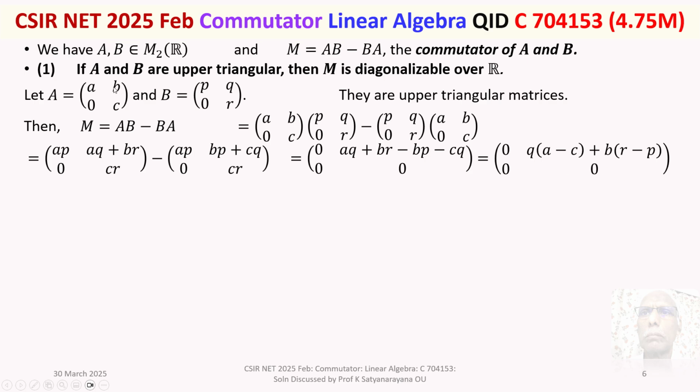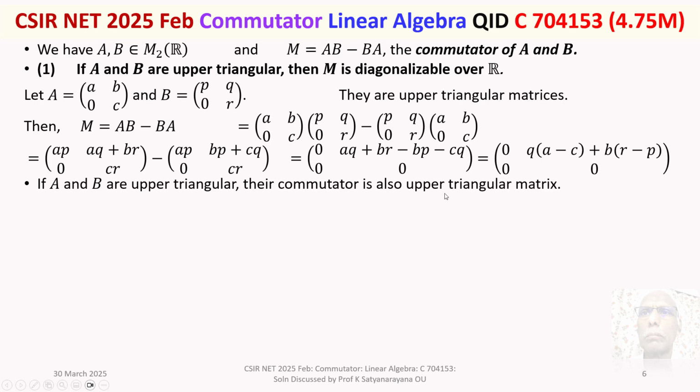Thus we have proved if A and B are upper triangular, then their commutator is also upper triangular. So take any two upper triangular matrices, then their commutator AB minus BA is also an upper triangular matrix. Right. Now we specialize the matrices. Let A is equal to [a 0; 0 c], that means b is 0. We put B is equal to [p q; 0 r] with the condition a not equal to c, q not equal to 0.